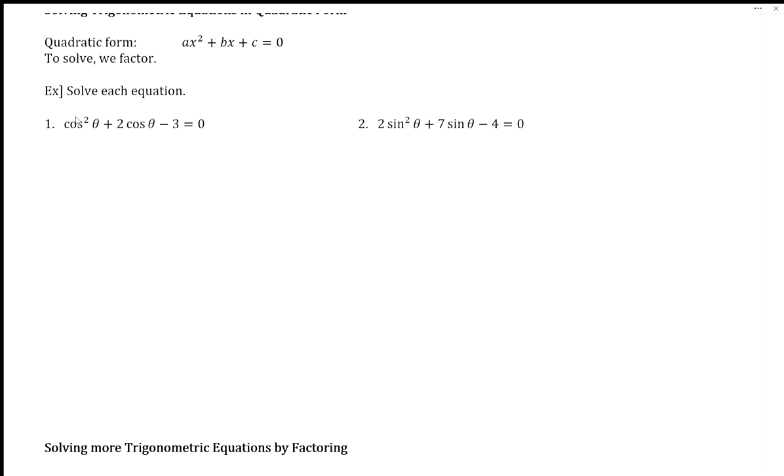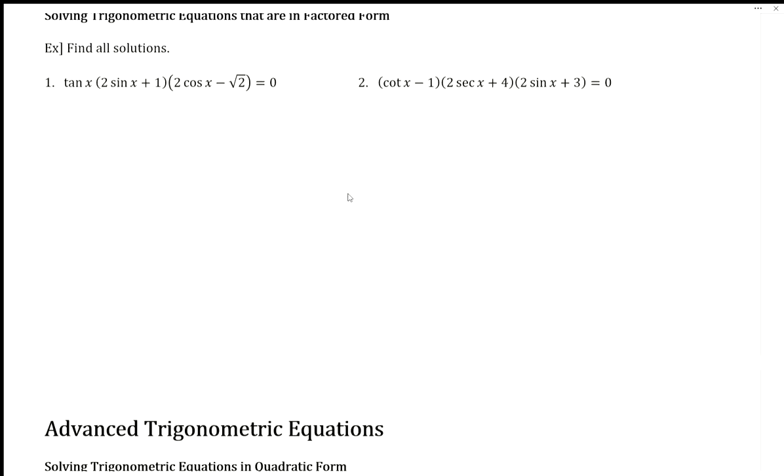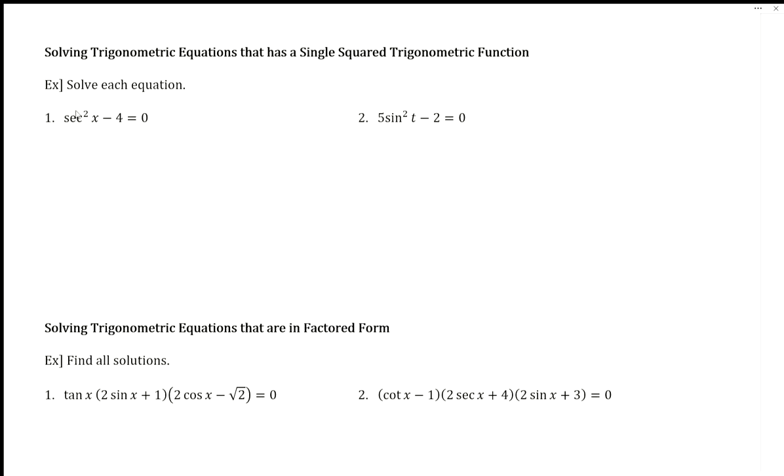So notice I have a squared trig function and another non-squared trig function. These would be factoring problems. Okay, so we'll see those in a second. So if it's just a single squared trig function, no other trig functions, then we often will just do a square root to continue solving these.